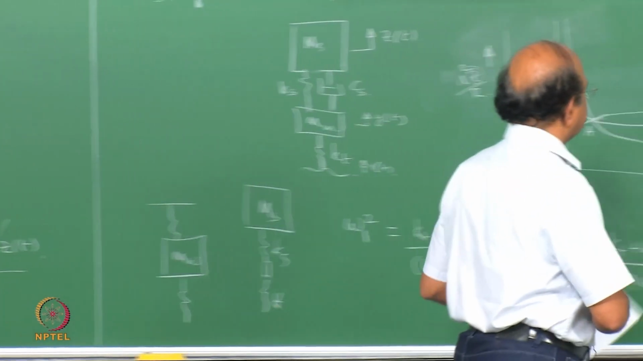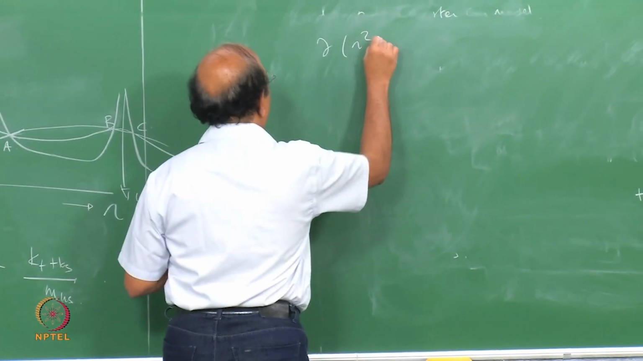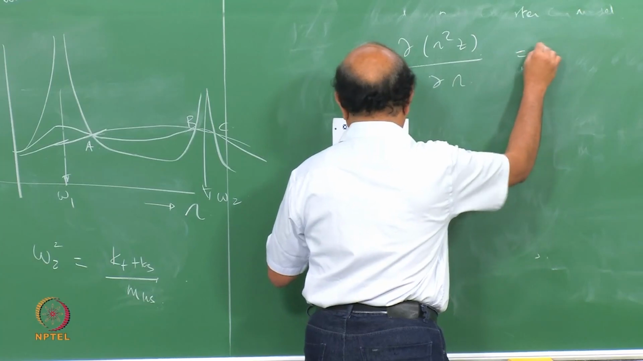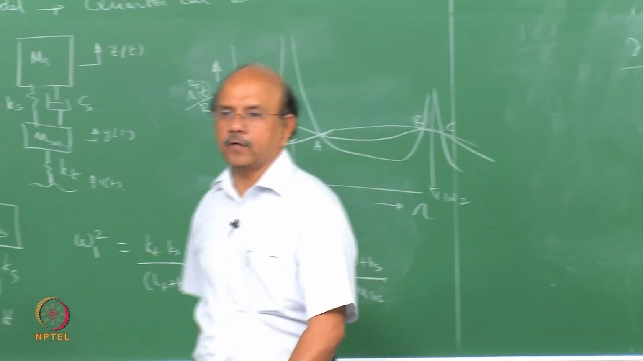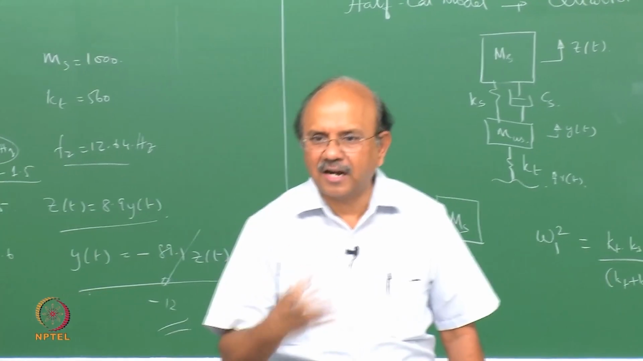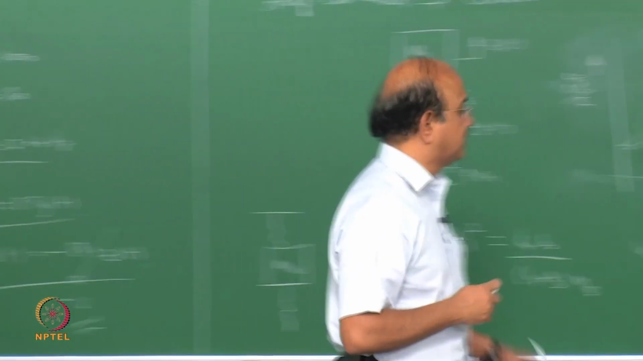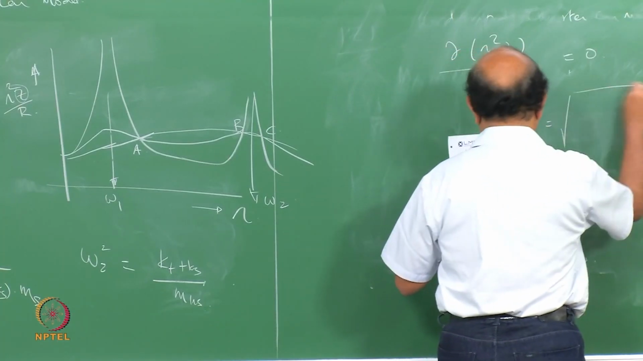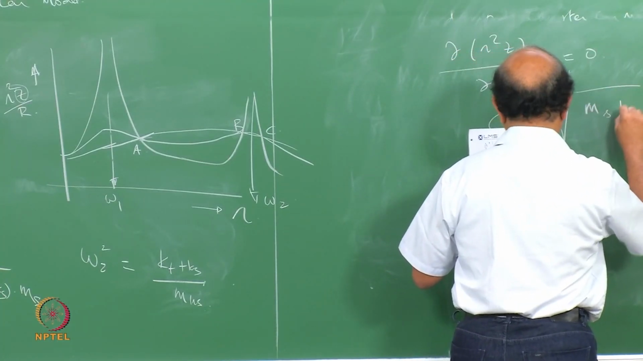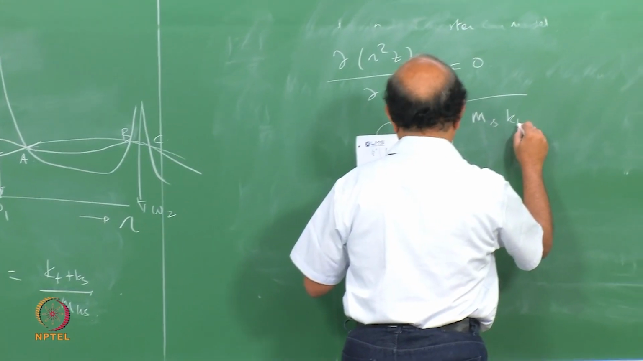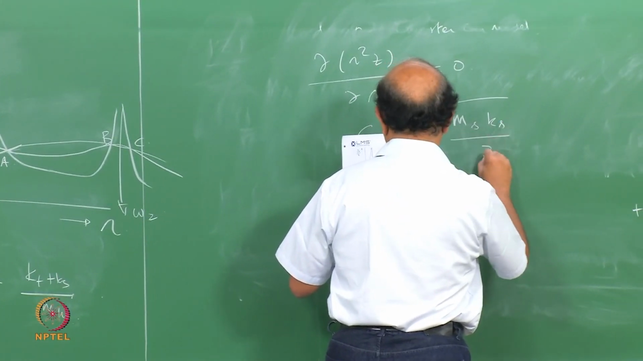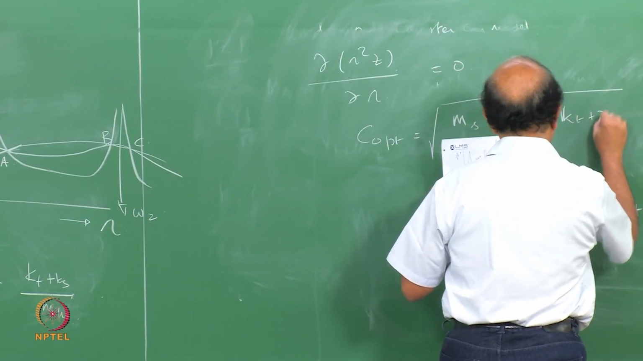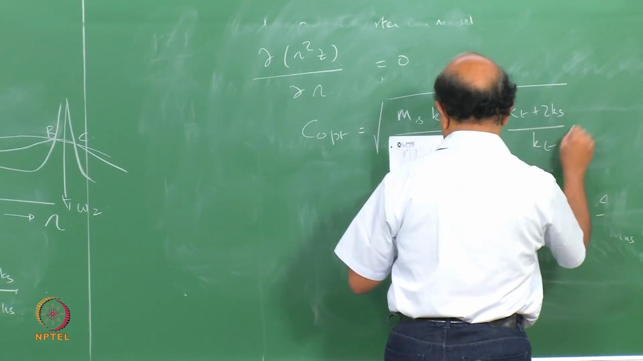In other words, when they wrote the partial derivative of omega squared z, of course r is given as a constant, this is equal to 0. This is the first cut optimized C. So the result is that C optimized is equal to root of ms into ks, divided by 2 into root of kt plus 2ks divided by kt.